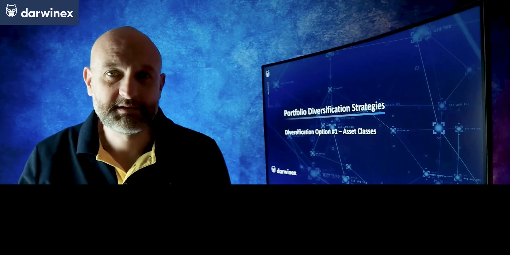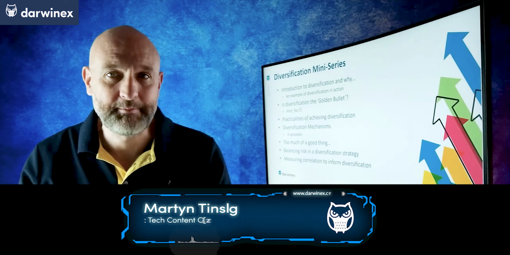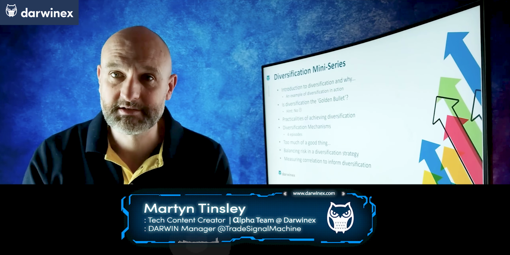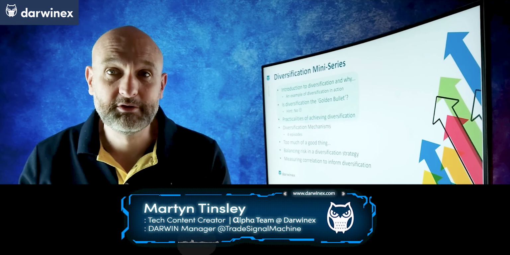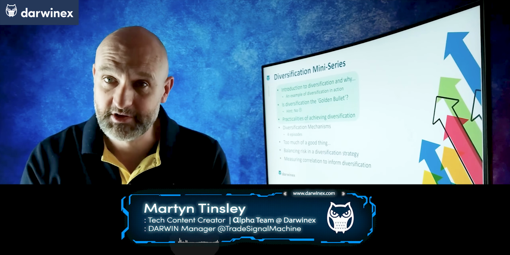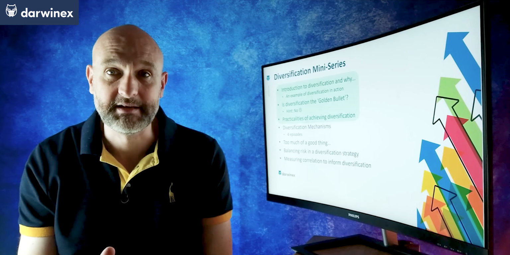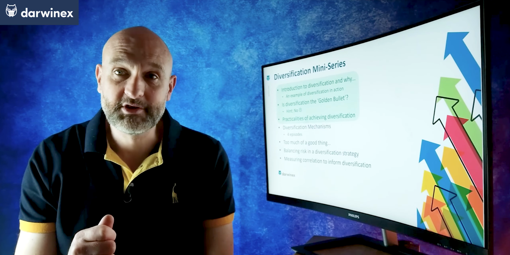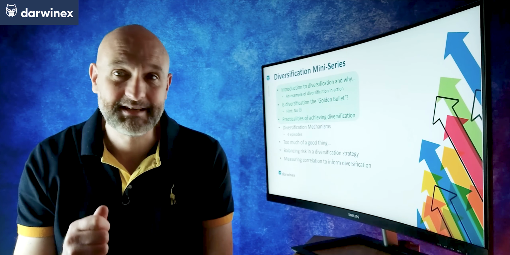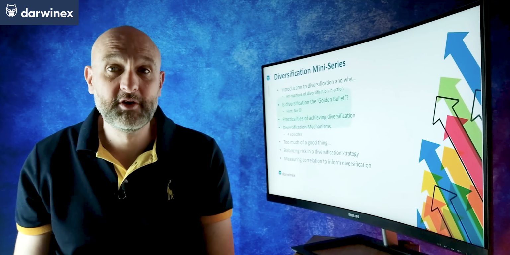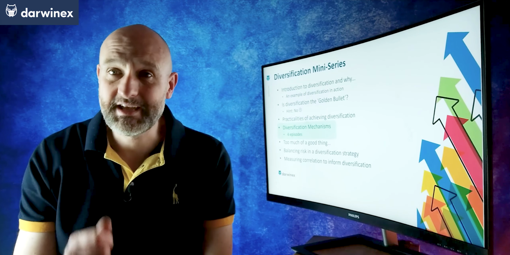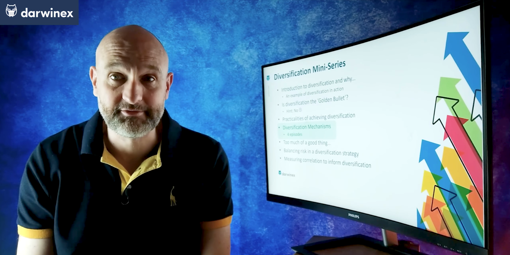So far in this mini-series we've looked at 3 episodes that have covered these subjects. Today we start to look at the specifics of how diversification can be put into practice. The first of these techniques is using diversification across asset classes. And this will be the first of 4 episodes, each of which will be looking at a different technique.